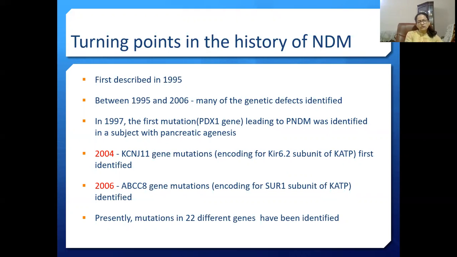Subsequently, in 2004 and 2006, the most important mutations, that is those in the ATP-sensitive potassium channels, KCNJ11 gene and ABCC8 gene, were identified. And we all know that the discovery of these mutations has actually led to a dramatic change in the way we manage babies with neonatal diabetes. And now mutations in 22 different genes have already been identified.